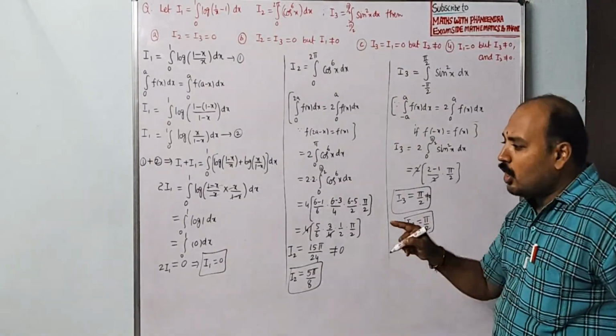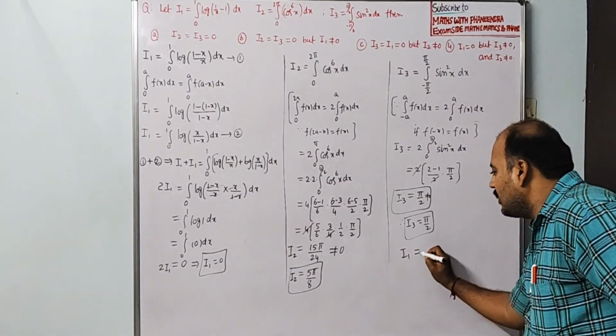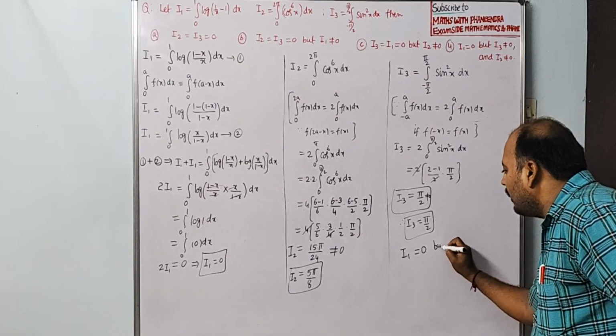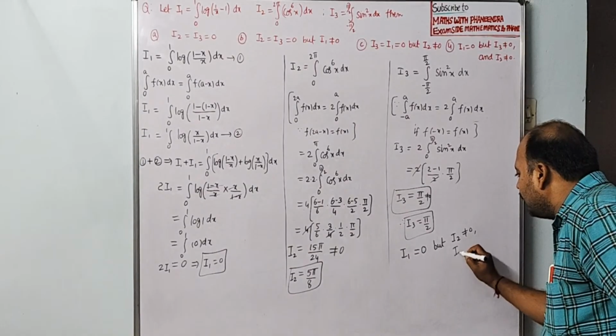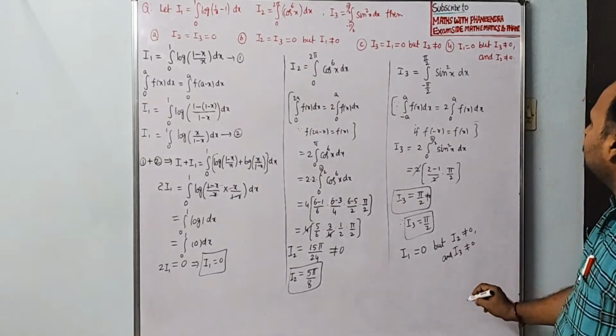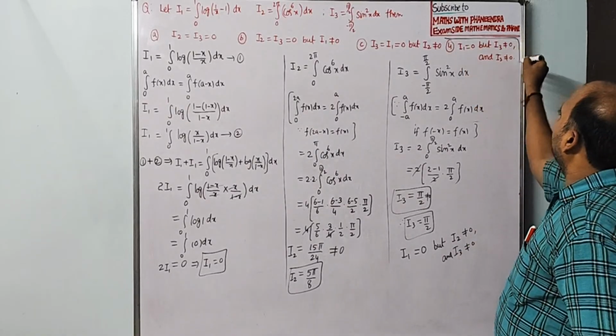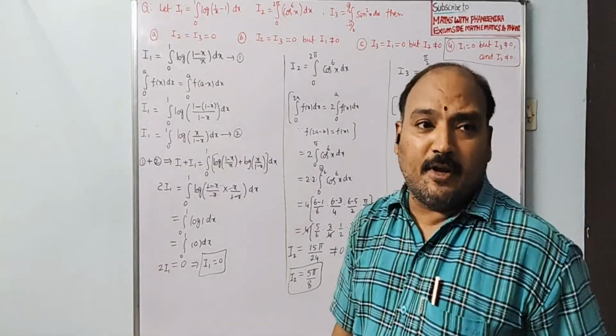By observing the options, I1 is equal to 0, but I2 is not equal to 0 and I3 is also not equal to 0. So it shows option number 4. This is our required and final answer.